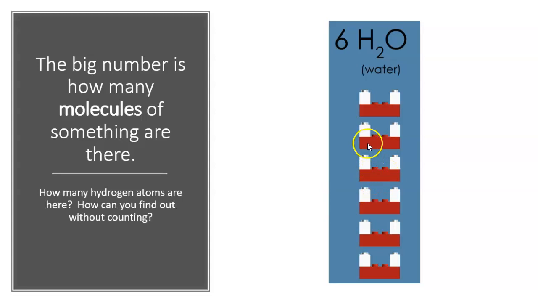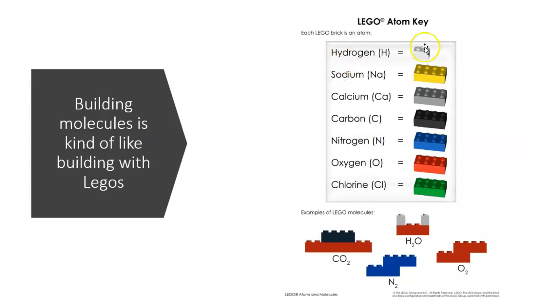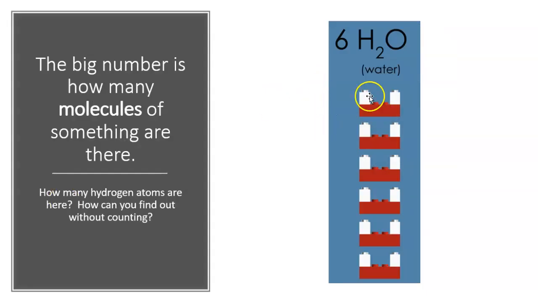Well, some of you might have rewound and seen that each little white block was a hydrogen, and maybe you counted 1, 2, 3, 4, 5, 6, 7, 8, 9, 10, 11, 12. But without counting, all we have to do is take the little subscript number and multiply it by the big number to get your total number of hydrogen atoms. So there are 12 hydrogen atoms because 6 times 2 is 12.